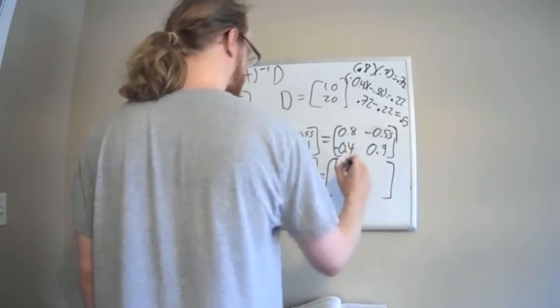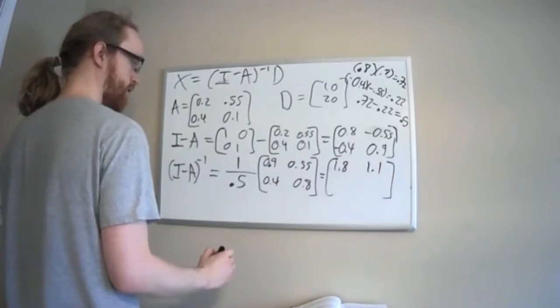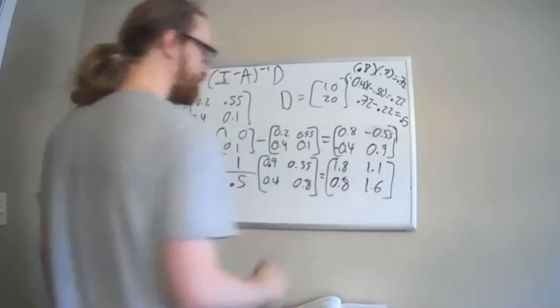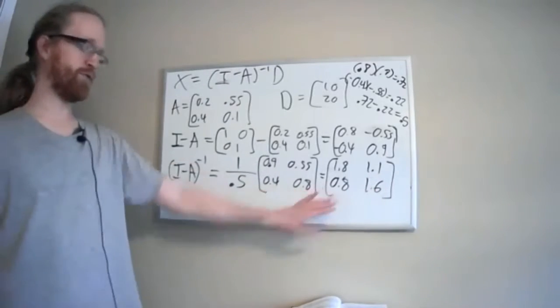So that's 1.8, 1.1, 0.8, and 1.6. Okay. So this is the inverse of I minus A.